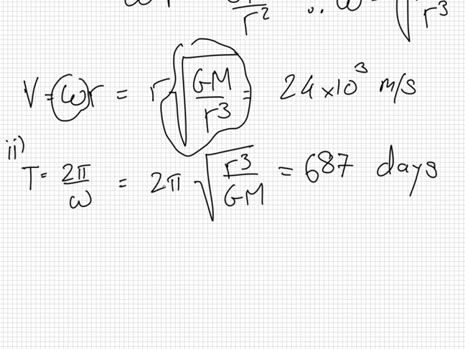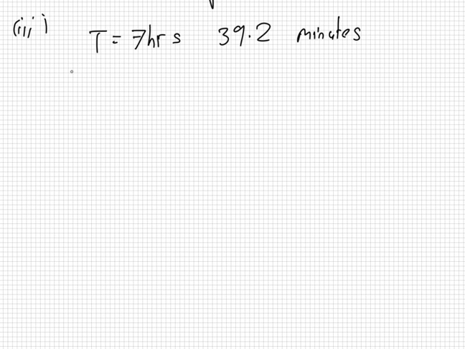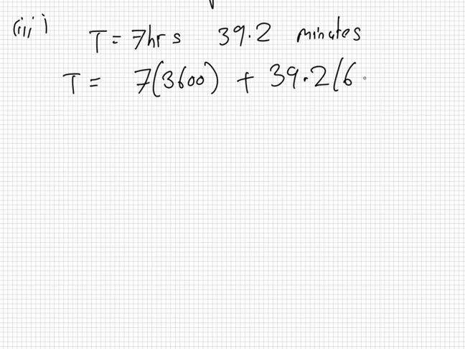Okay, so now on to part 3, please. This time you're given the moon of Mars. You're given the time is 7 hours and 39.2 minutes. I probably need this in seconds, so this will be 7 times 3,600 plus 39.2 times 60 seconds.